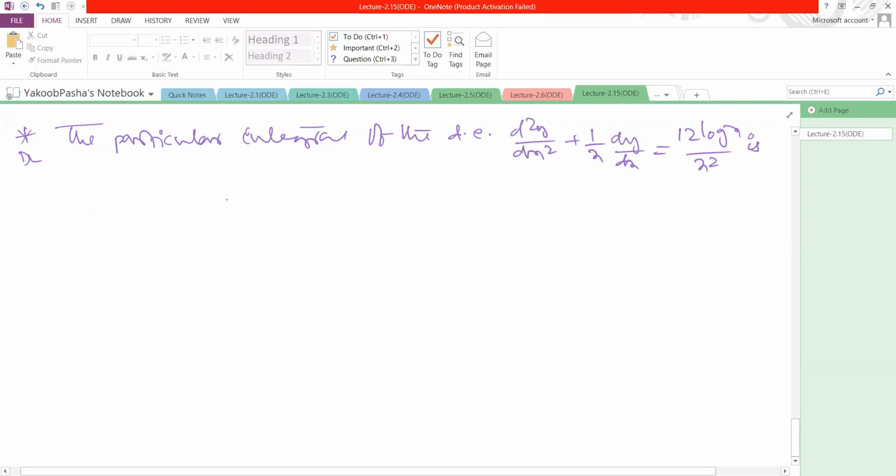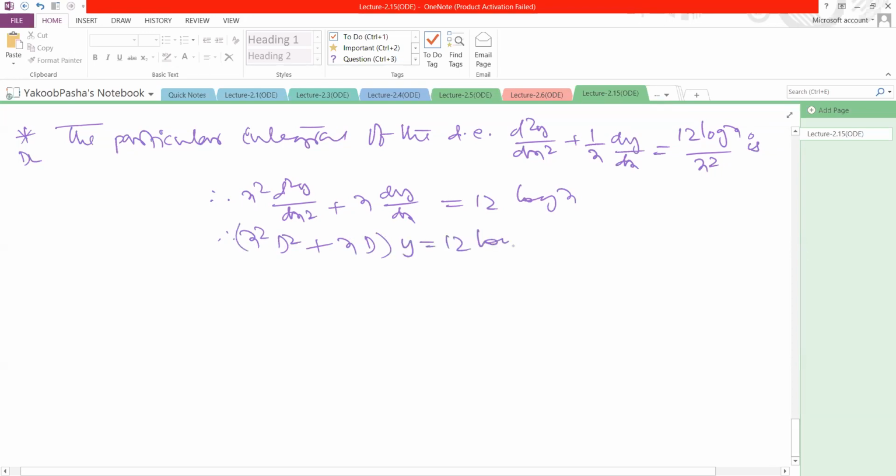So it is converted into x square d square y by dx square plus x into dy by dx is equal to 12 log x. So the operator form is x square d square plus x into d into y is equal to 12 log x. Clearly it is a Cauchy-Euler equation.